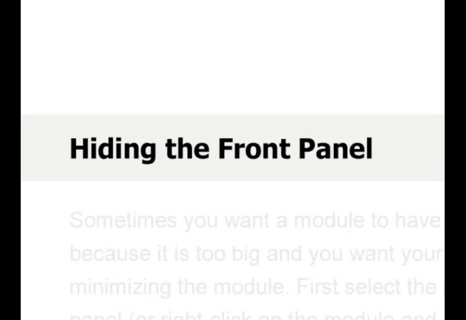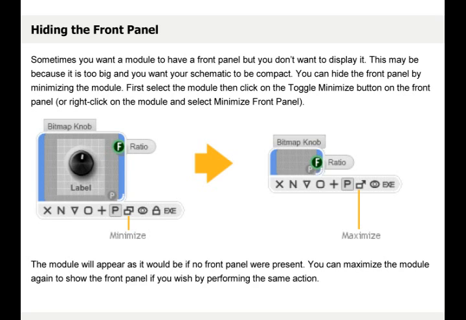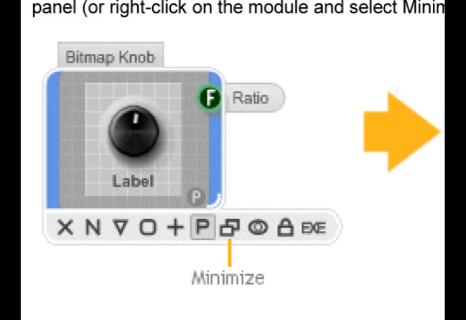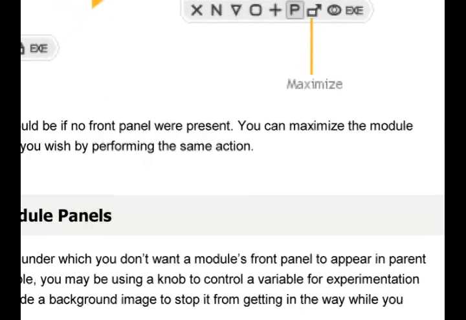Hiding the front panel. Sometimes you want a module to have a front panel, but you don't want to display it. This may be because it is too big and you want your schematic to be compact. You can hide the front panel by minimizing the module. First select the module, then click on the toggle minimize button on the front panel, or right-click on the module and select minimize front panel. The module will appear as it would be if no front panel were present. You can maximize the module again to show the front panel if you wish by performing the same action.